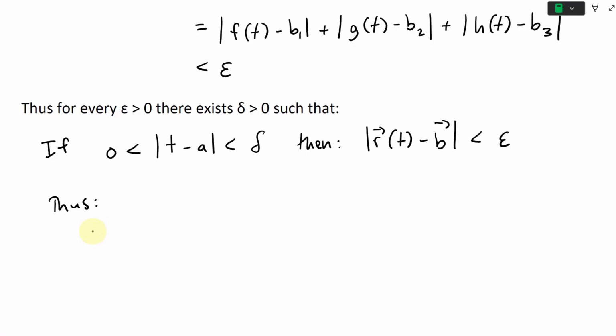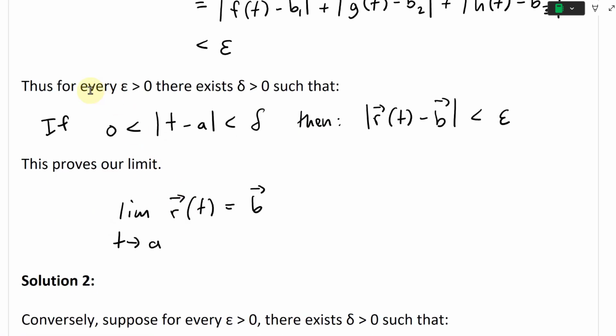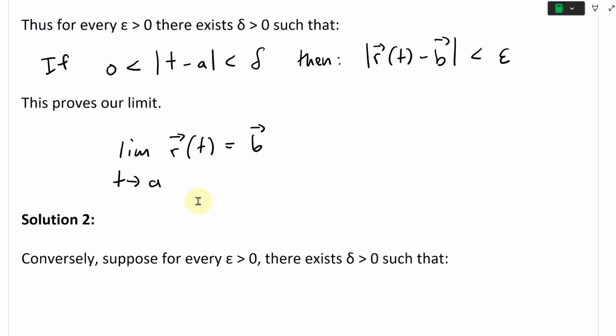So thus we'll go back to here. The limit as t approaches a, I just put this for completeness in one section. This right here exists and equals the vector b. Yes, we just solved that. I'm going to solve it a different way. Before we get to the second solution, I'll quickly change things up. So this proves our limit: the limit as t approaches a of the vector function r of t equals the vector b. Now let's continue further.